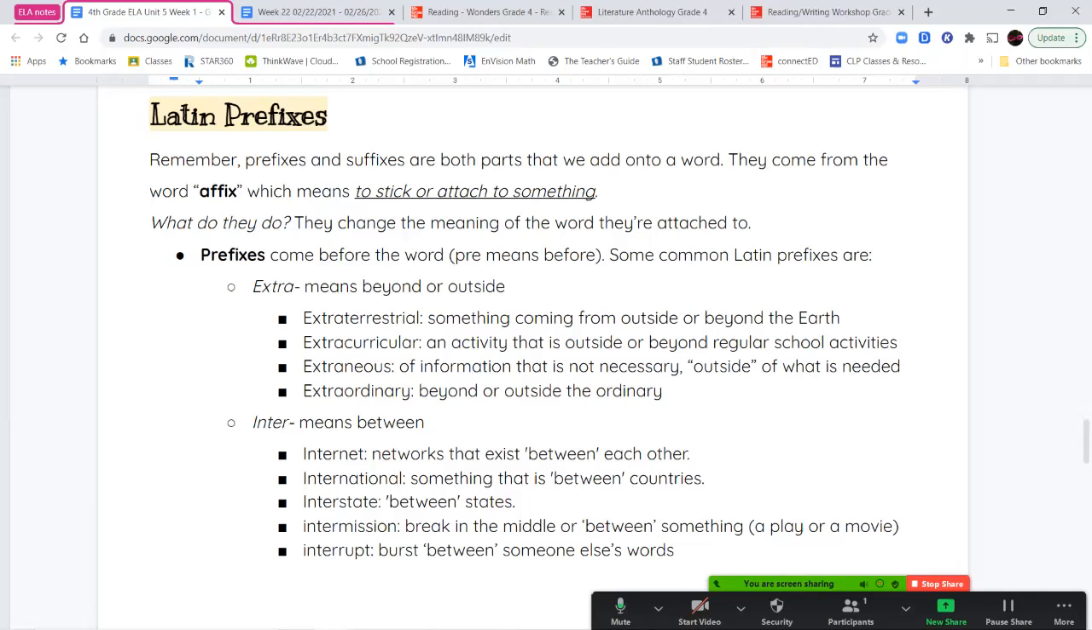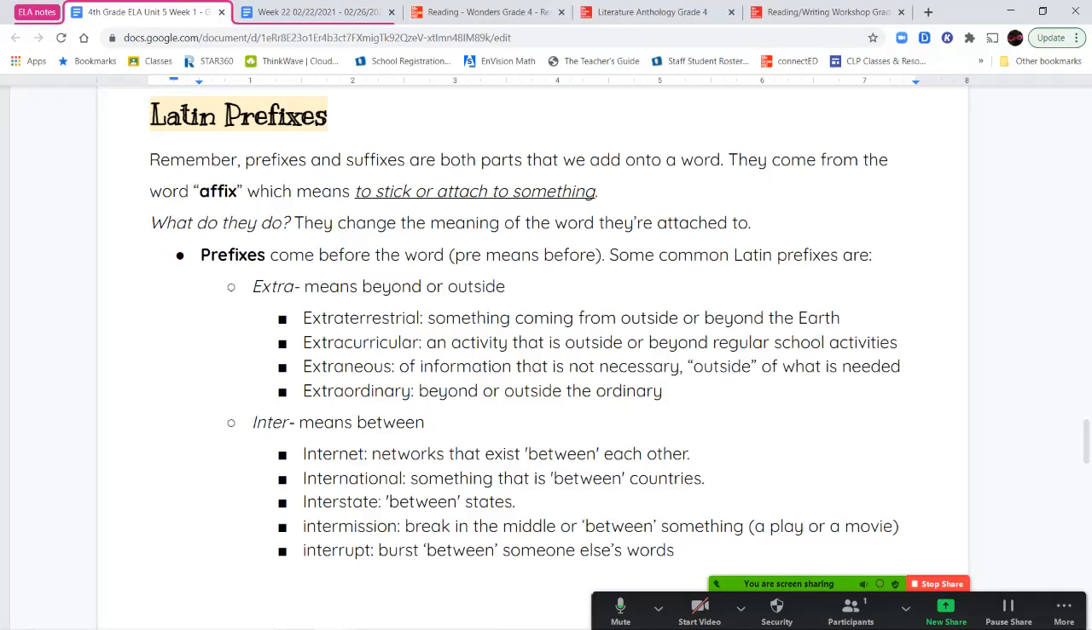Now, inter means between. So extra means outside, right? And inter means between. So the internet is a network that exists between networks. So they connect things between each other. If we talk about something that is international, it is between countries. National comes from nation, nations are countries. Interstate means between states. So we're talking like freeways and things that go from one state to another. They run between the states.